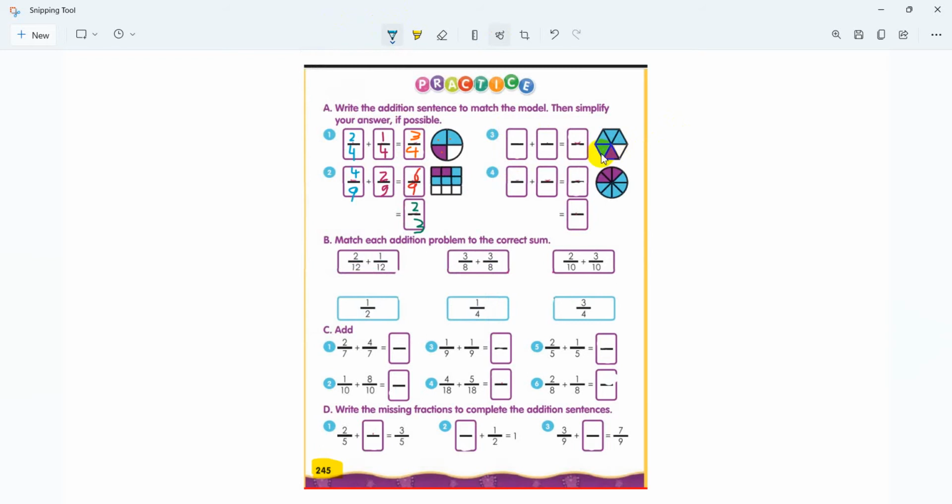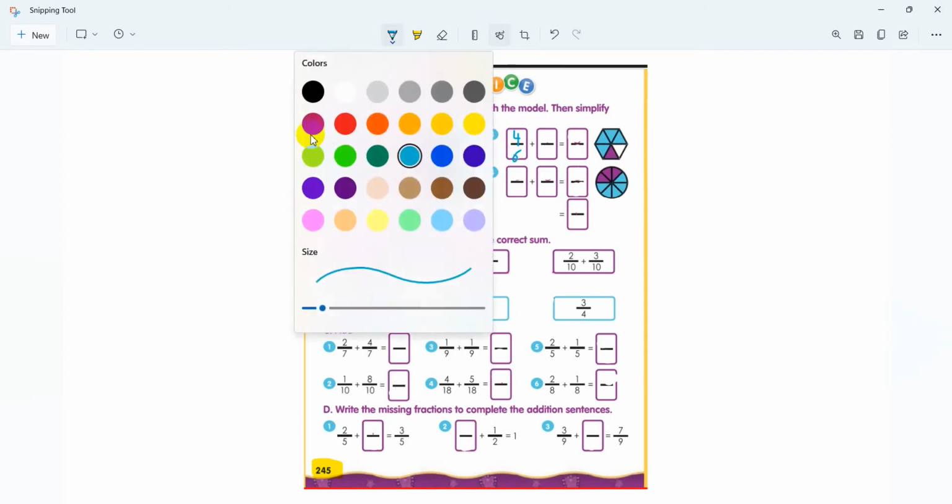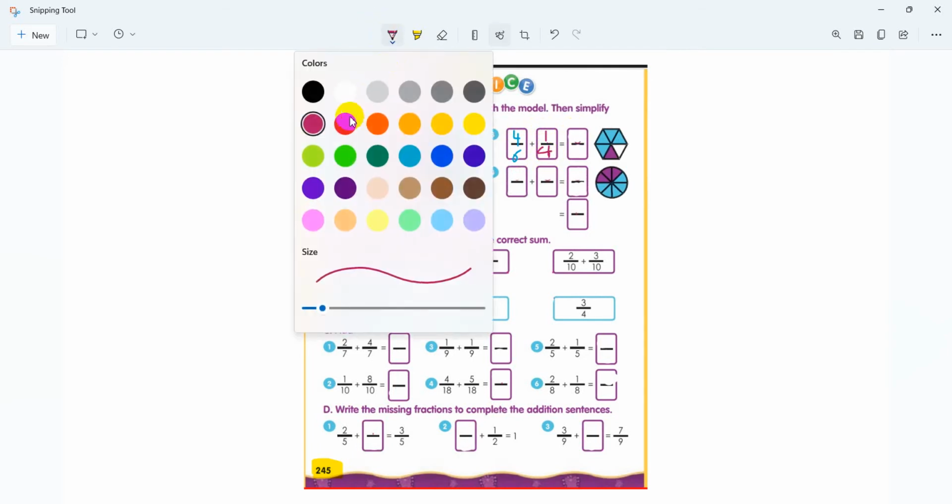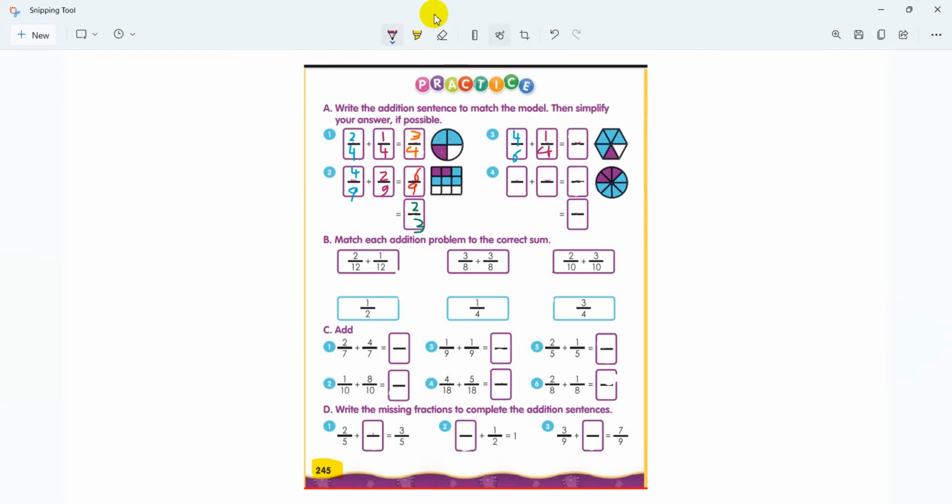Number 3, here we have 4 out of 6, the first fraction, and the second is 1 out of 4 in purple. Now we can add 1 plus 4, up it's 5, and down, sorry, I forgot, I made a mistake, sorry. Here we can write 1 out of 6, not 1 out of 4.